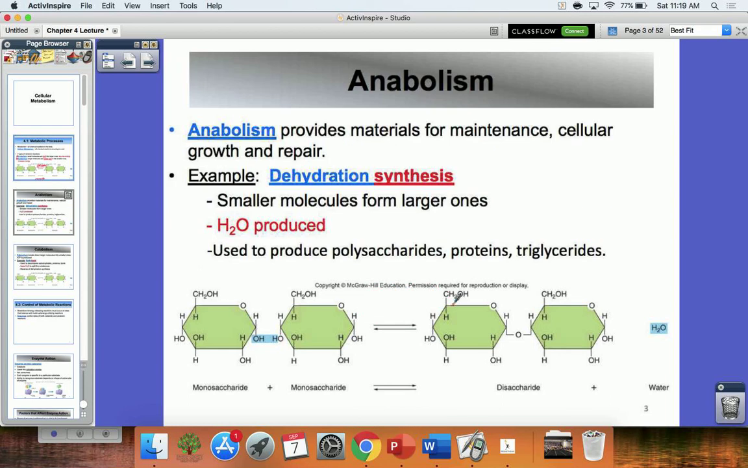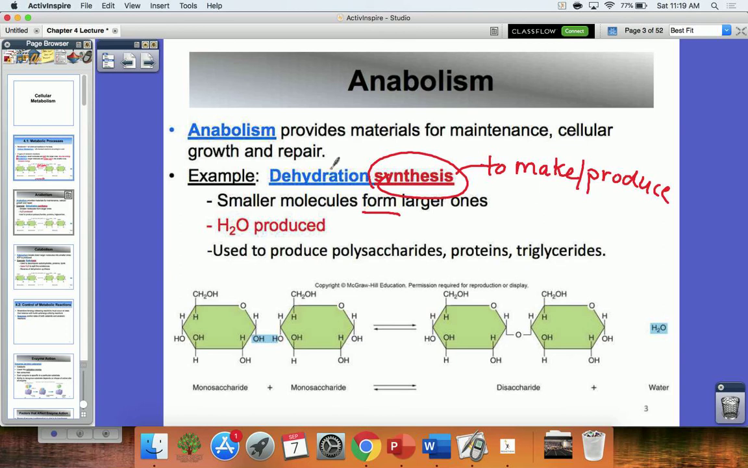So for anabolic reactions or anabolism, again, this is where we are taking two smaller molecules and making a bigger one. The example is dehydration synthesis. Now, if we were to take dehydration synthesis, kind of break that word down, synthesis means that we are making something or producing something. So we already said that anabolism is where we are forming larger molecules. So dehydration synthesis means that we are producing or making larger molecules.